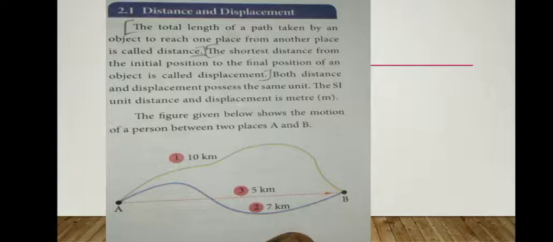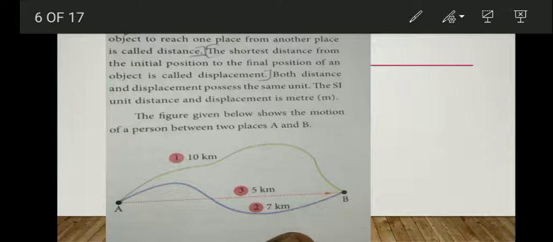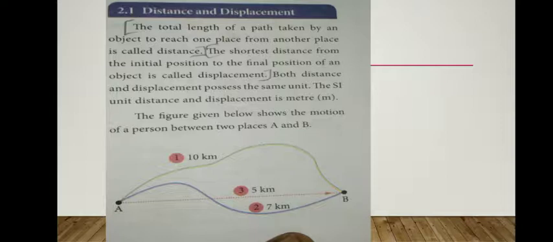What is the difference between them? The total length of a path, that is the way, taken by an object to reach one place from another place is called distance. So the first way is a distance of 10 kilometers, and likewise the second one is a distance of 7 kilometers. The shortest distance from the initial position to the final position of an object is called displacement.